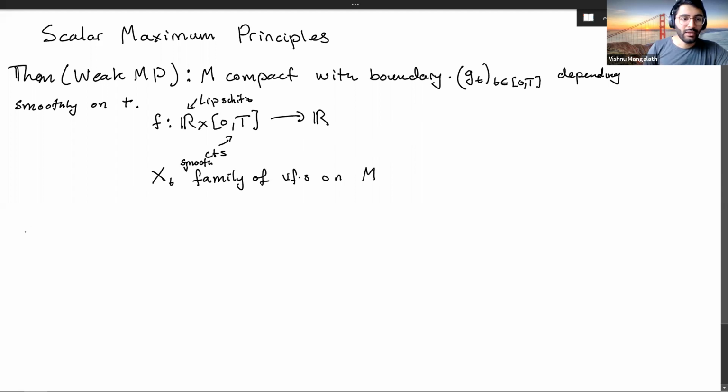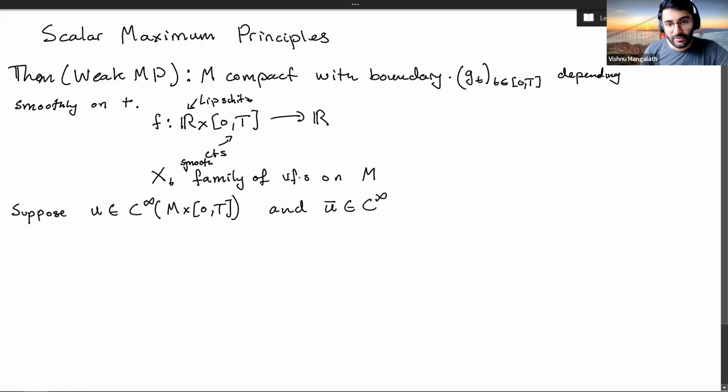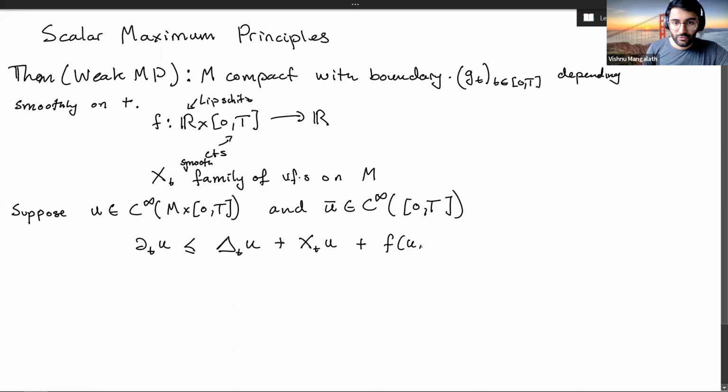On M. Now suppose that for u, let's just say it's smooth on M cross [0,T], but I guess you only need it to be twice differentiable in space and 1 time differentiable in time. And let's call this one u bar in C infinity [0,T], you have the following properties. First you have this partial differential inequality: the time derivative of u is less than or equal to the Laplacian, which depends on g, of u, plus the directional derivative of u in the direction of X, plus f of u, t.